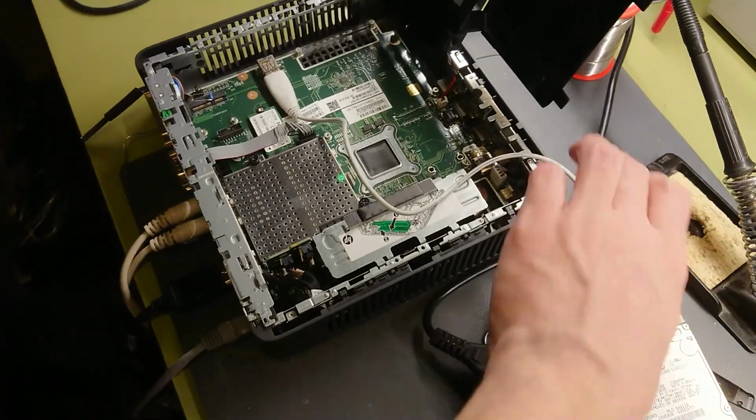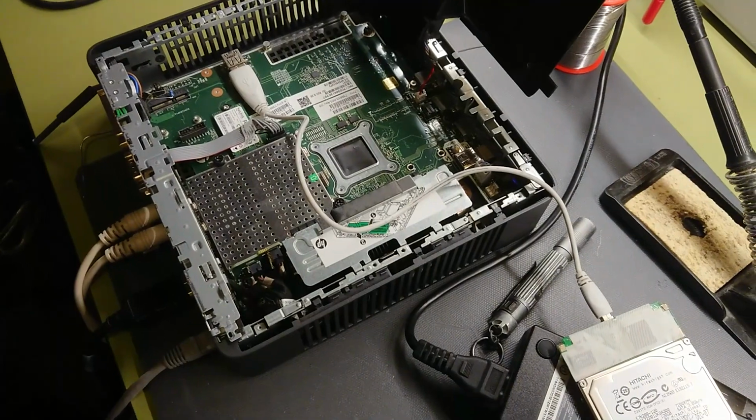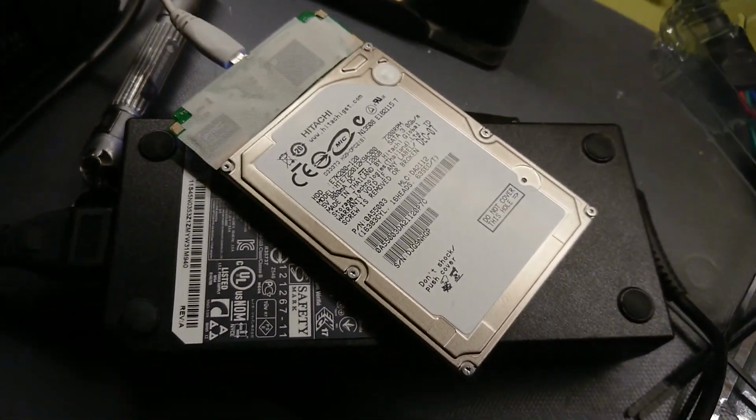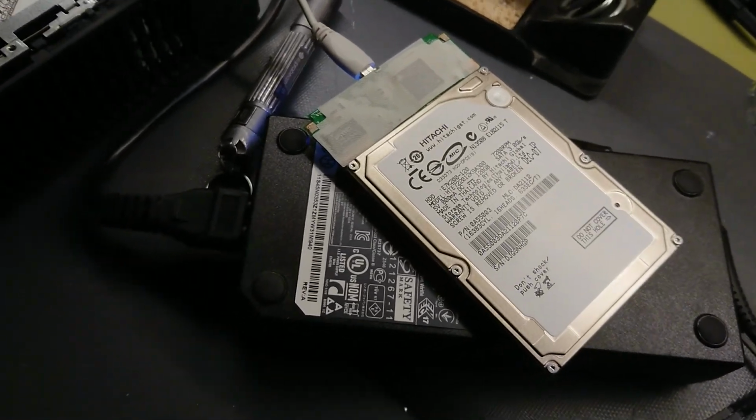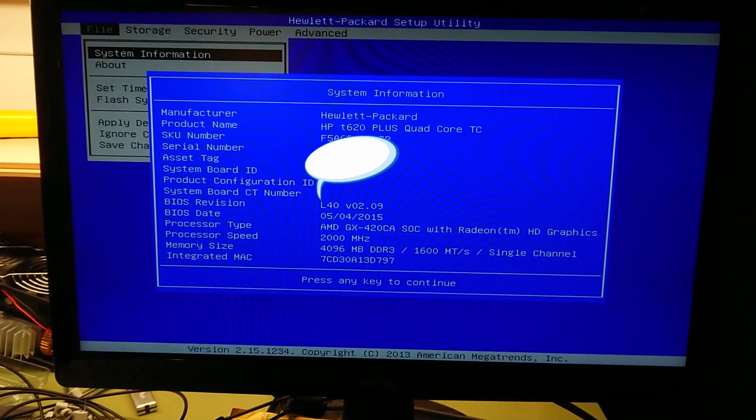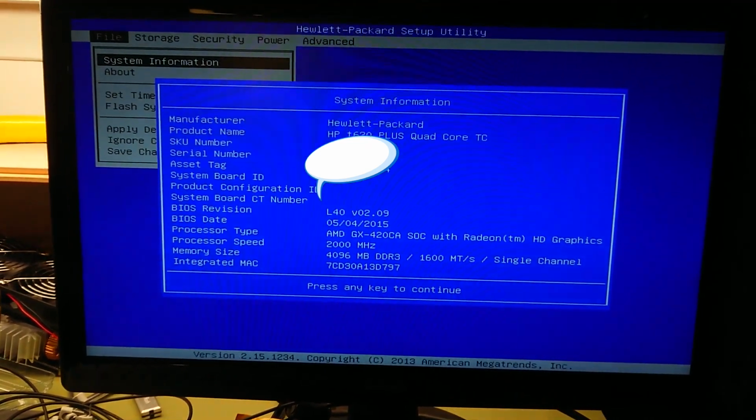So let's get it turned on. You can hear a little humming from the hard disk here. That's just an old 120 gigabyte drive I had laying around. I did not recall all correctly. As you can see here, it has 4 gigabytes of RAM and it is a quad core CPU.